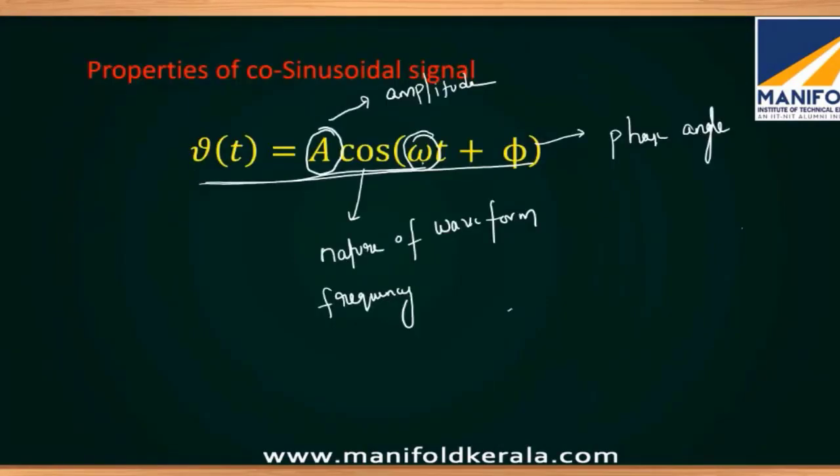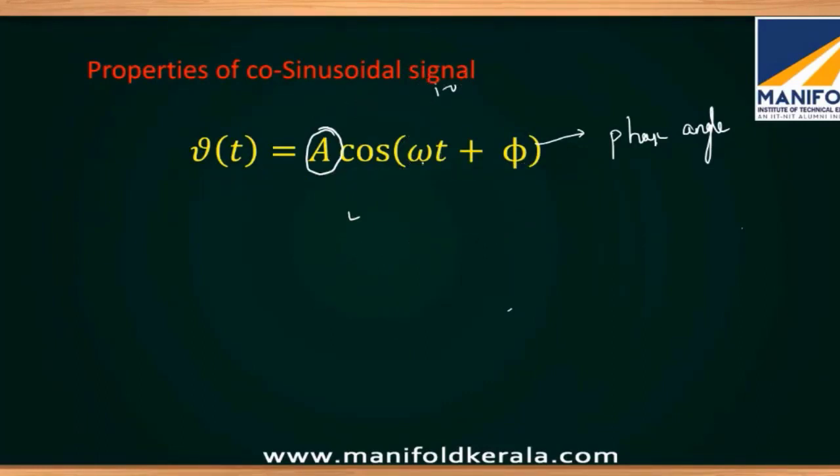Out of these four properties, two properties do not change when you apply this signal to any linear network. The other two properties may change. Before going to that, a few fundamental things should be clear. We will learn those and then proceed.